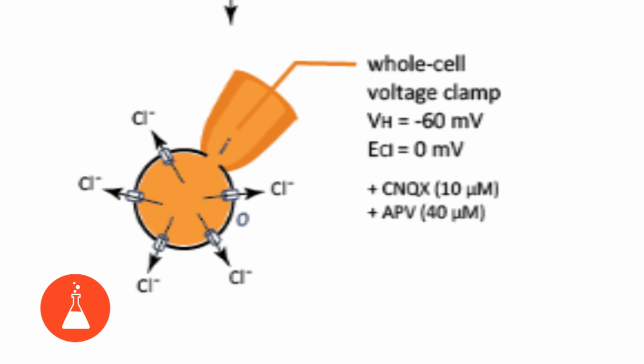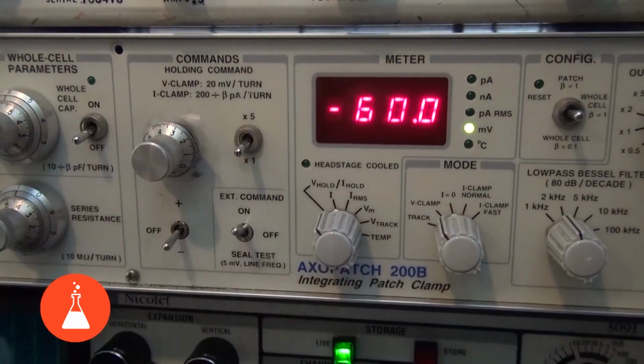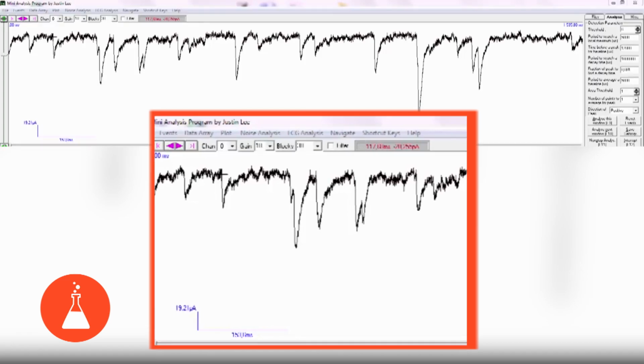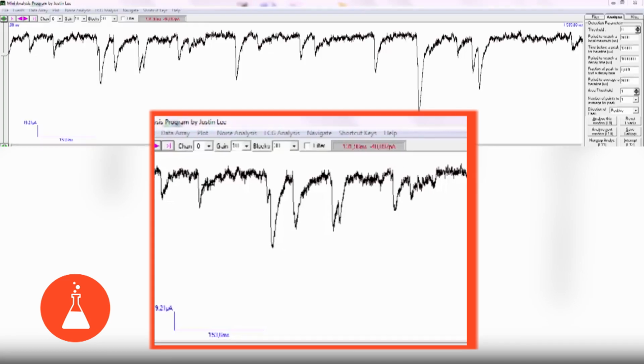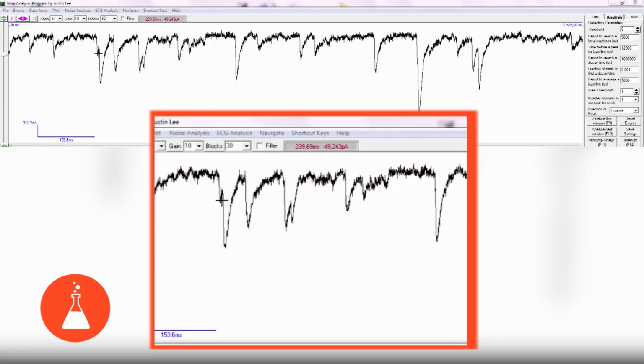Chloride ion reversal potential is at 0 millivolts because I added the same concentration of chloride ions both to the extracellular environment and the medium inside the pipette. I set the holding potential at -60 millivolts. Under these conditions, chloride ions exit the neuron and an inward current of positive charges is recorded.